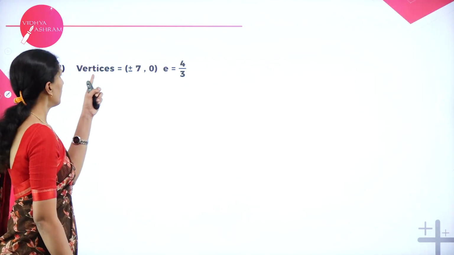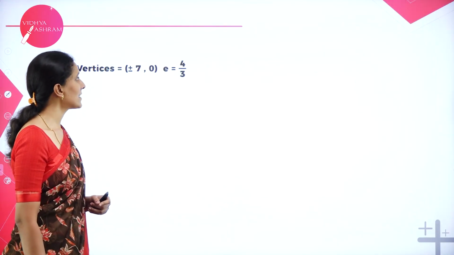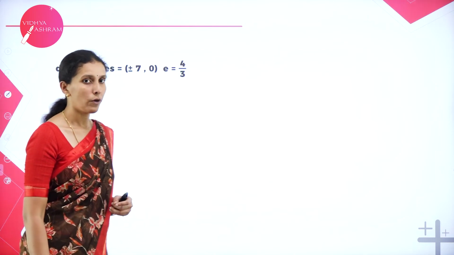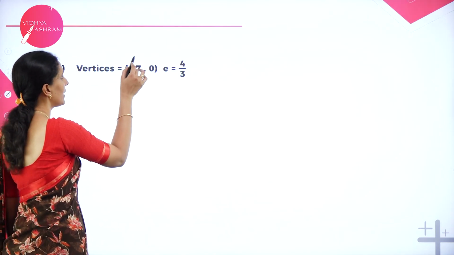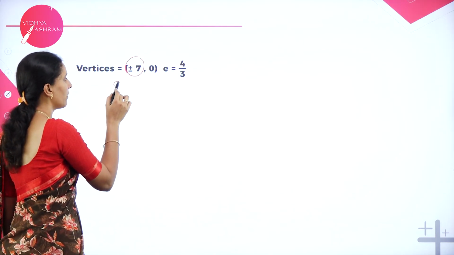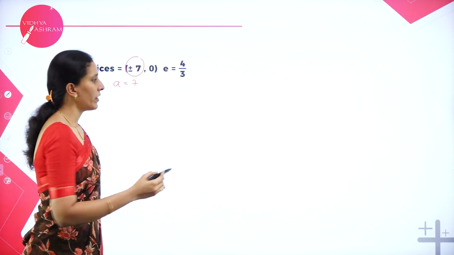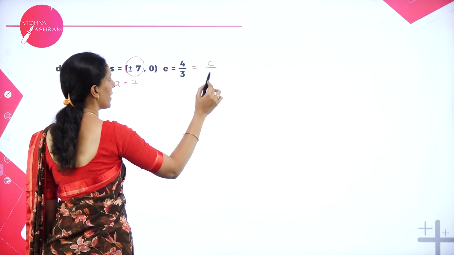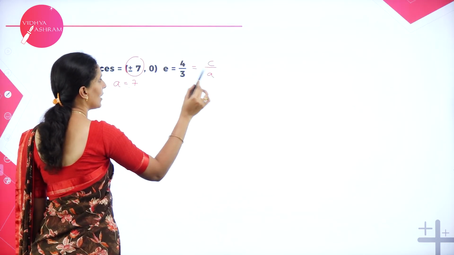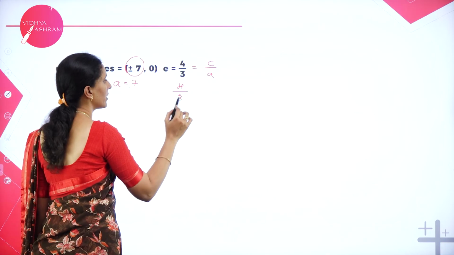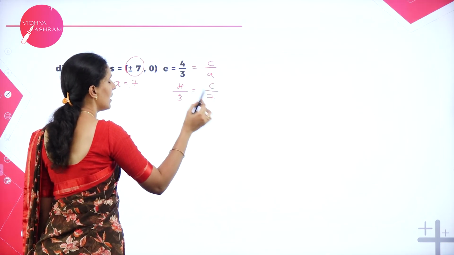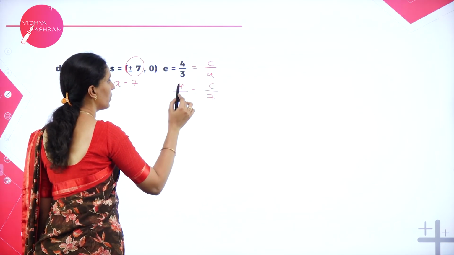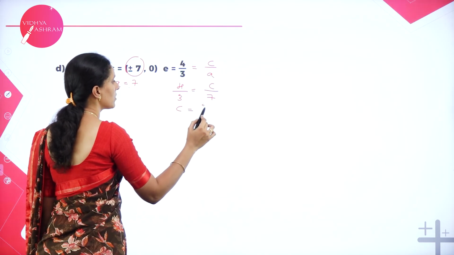Next one: vertices are plus or minus 7, 0, and e is equal to 4 by 3. So clearly it is on the x-axis. So therefore the value of a is 7. Now we have e is equal to 4 by 3. So e is actually equal to c by a. Now let us substitute the value of a here. We have 4 by 3 is equal to c by 7. Let us multiply. We get c is equal to 7 fours are. How much will you get?